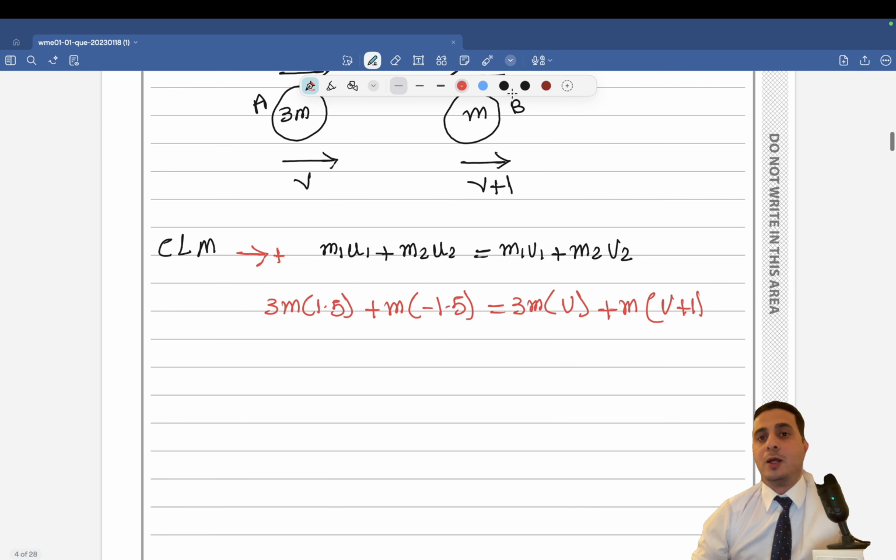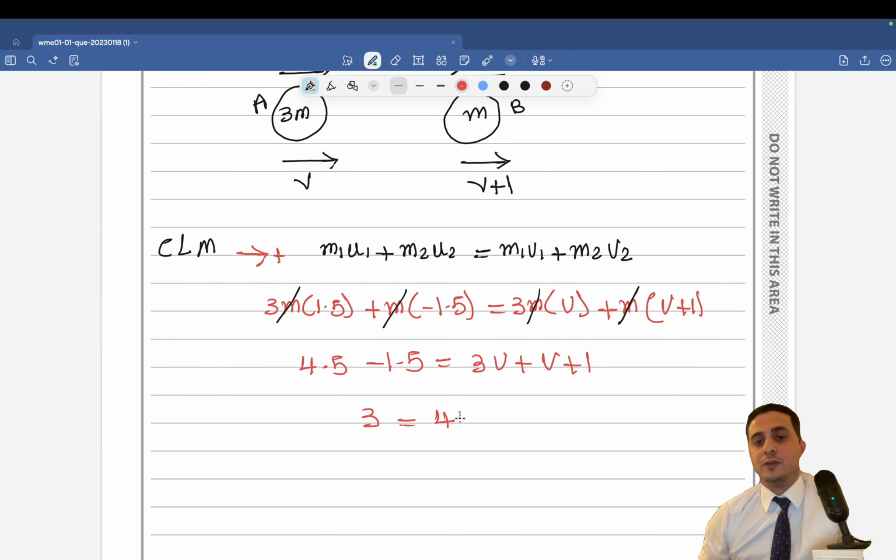Let's simplify. We can cancel m from all of that. 3 multiplied by 1.5 is 4.5, minus 1.5 equals 3v plus v plus 1. 4.5 minus 1.5 is 3. 3v plus v is 4v plus 1. Take away 1, so you have 4v equals 2. Divide by 4, so we have v equals 0.5 meters per second.